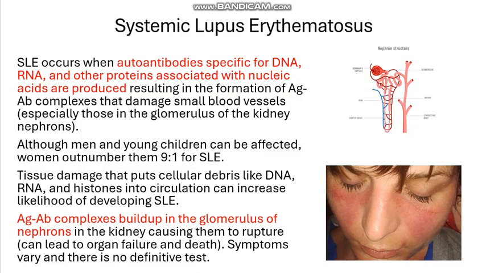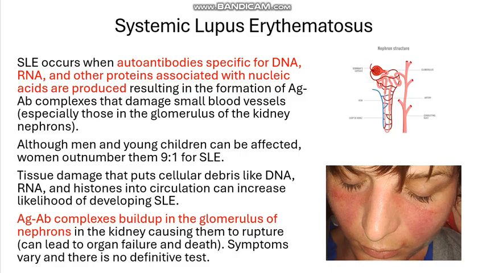So antigen-antibody complexes build up in the glomerulus of nephrons, like we talked about a moment ago, in the kidney, causing them to rupture, and this can lead to organ failure and death. This is also why one of the main tests for lupus, as well as an ELISA test, which I've done to determine prognosis of lupus, is testing for anti-nuclear antibodies. You can also do urine tests to determine urine contents.